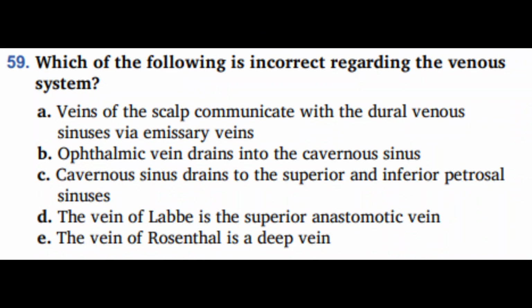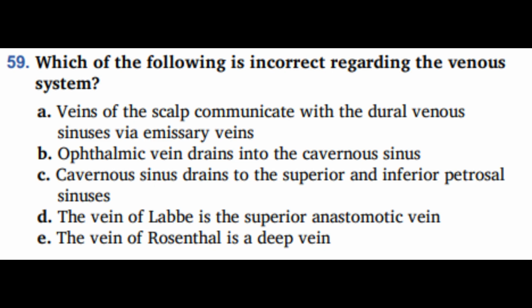Question 59. Which of the following is incorrect regarding the venous system? A. Veins of the scalp communicate with the dural venous sinuses via emissary veins. B. Ophthalmic vein drains into the cavernous sinus. C. Cavernous sinus drains to the superior and inferior petrosal sinuses. D. The vein of Labbe is the superior anastomotic vein. And E. The vein of Rosenthal is a deep vein. What do you think?